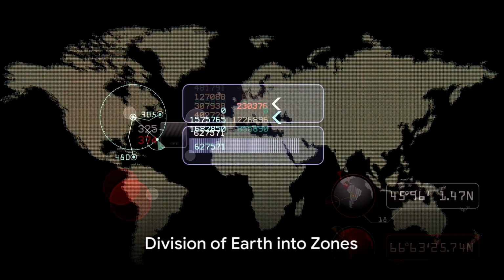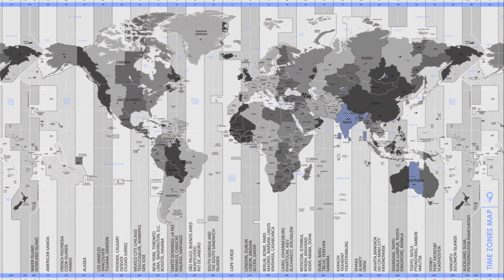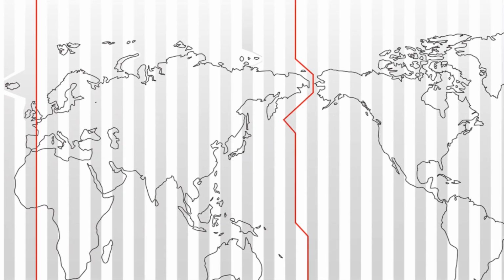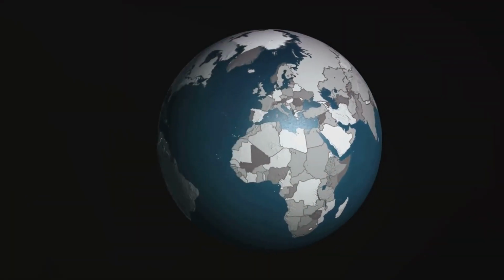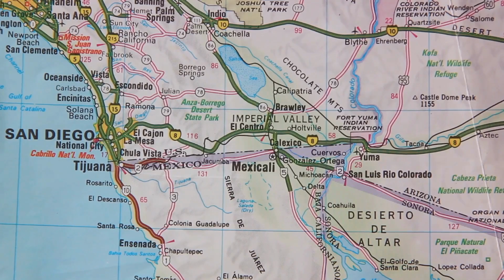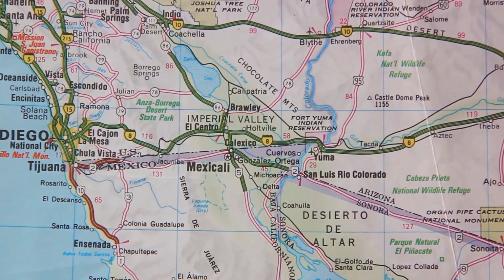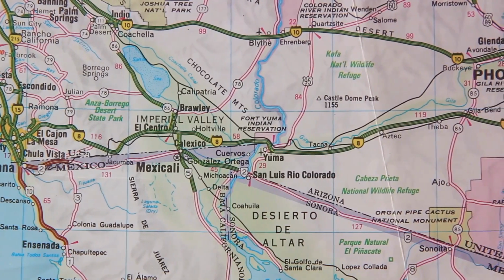The UTM system, in its grandeur, divides the Earth into 60 distinct zones. Each of these zones spans 6 degrees of longitude in width. The system begins with Zone 1, which covers longitude 180 degrees to 174 degrees west. As we move eastward, the zone numbering increases, culminating in Zone 60, which covers longitude 174 degrees east to 180 degrees.